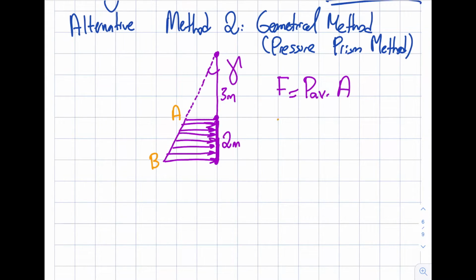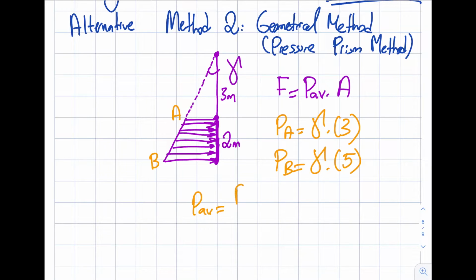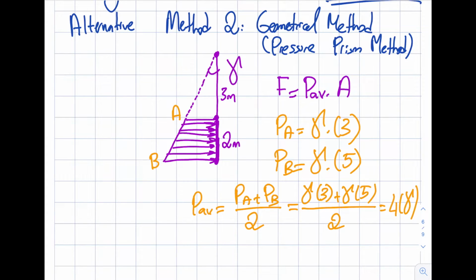So now PA will be equal to specific weight times the distance that I travel down, which is 3. How about PB? That will be the specific weight times the distance that I travel down, which is 5. So now my P average will be PA plus PB divided by 2. If I plug numbers in, this is the specific weight times 3 plus specific weight times 5 divided by 2. So then I get 4 times specific weight.